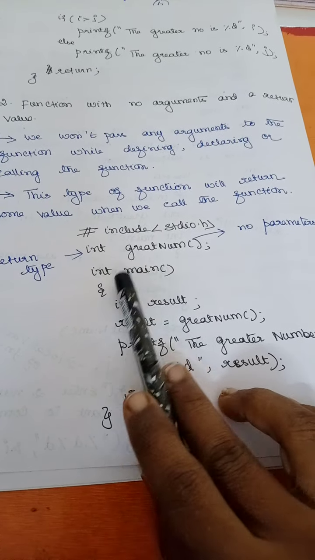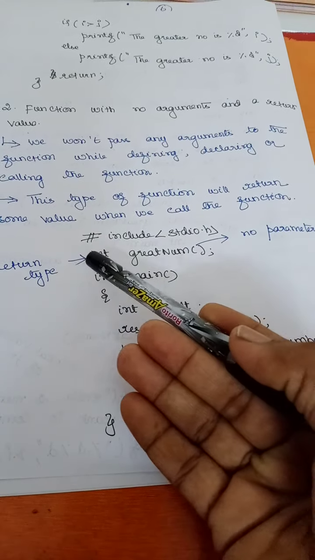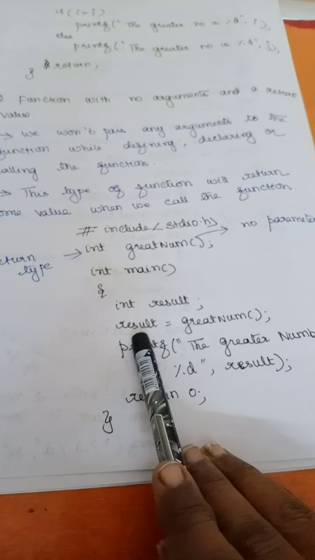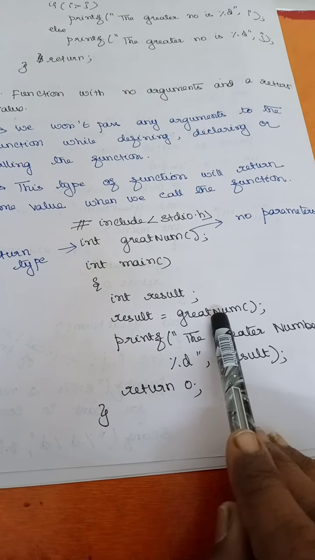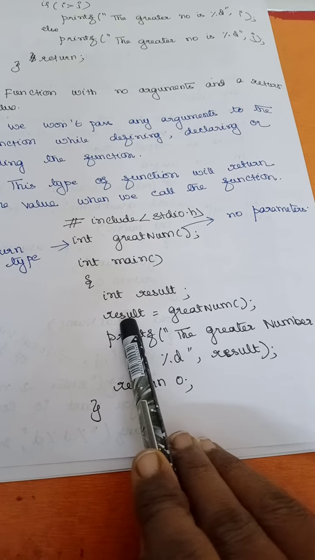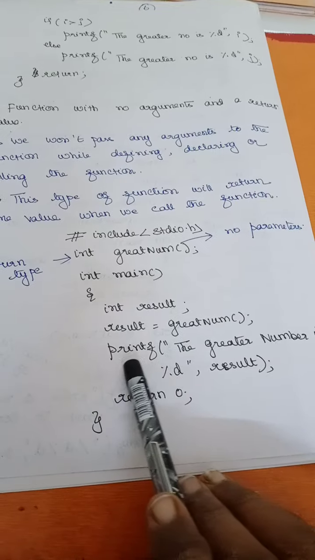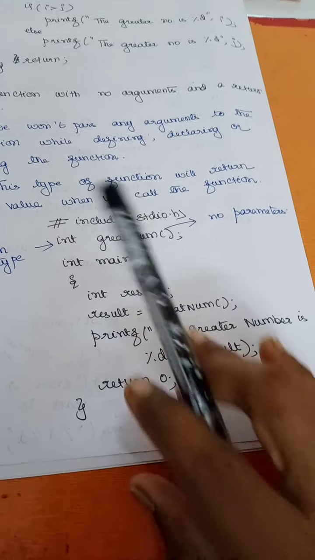Now int main. Inside the main, here also I am not going to pass any parameters, but I am going to accept the value from the function, right? So here I need one variable. Whenever the function returns the value, I need to store the value in one more variable. For that I have got result, right? So printf the greater number. In the main program I am printing the result. Clear? Right.